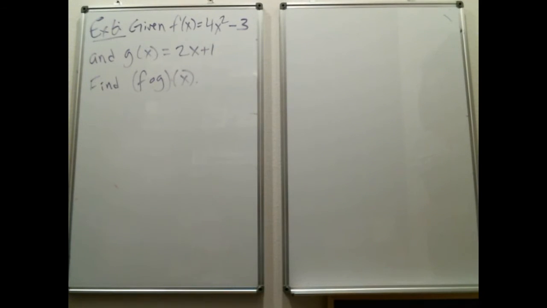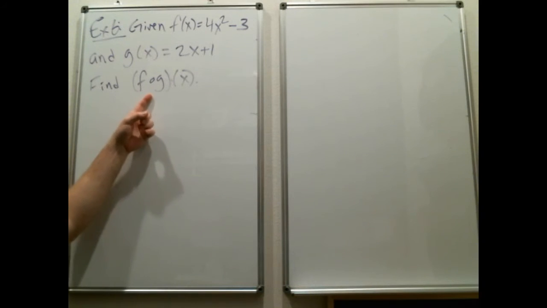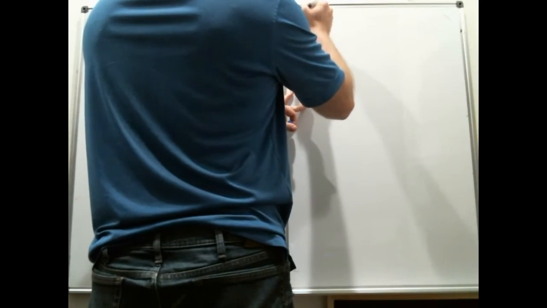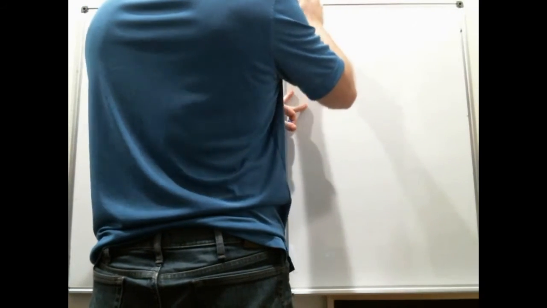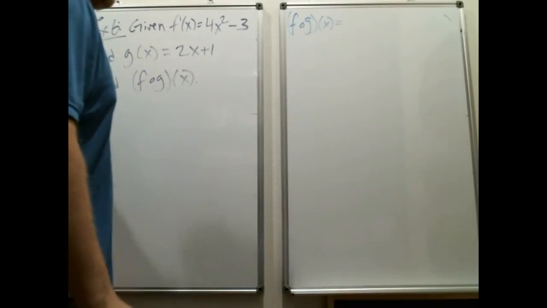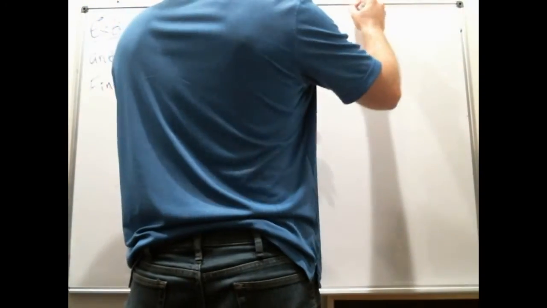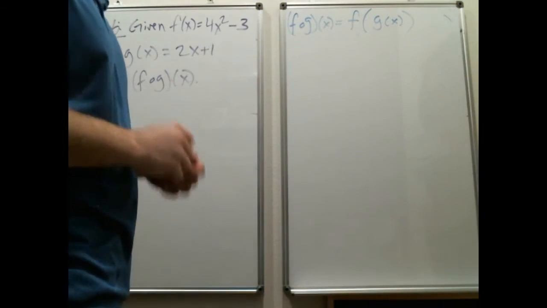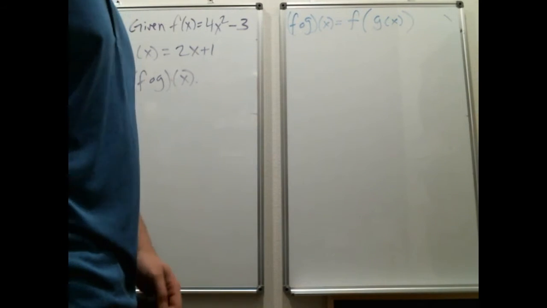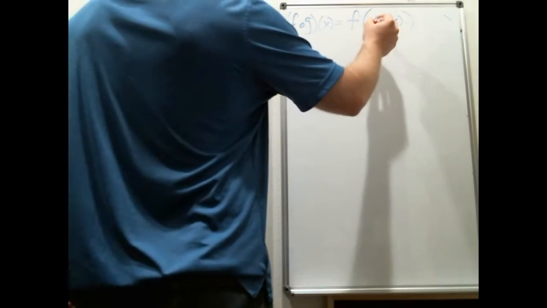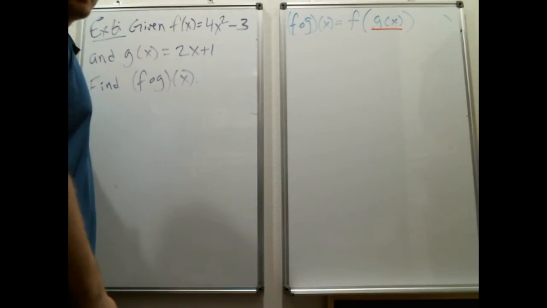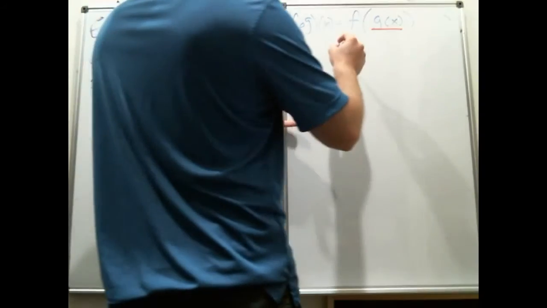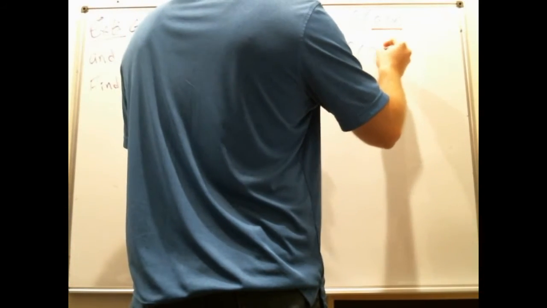Alright, so first we need to recall what f of g of x means. So we have f of g of x. That means we can rewrite this as f of g of x. So we're plugging the g function into the f function. So to simplify things, we know what g of x is. G of x was given to us. It's this 2x plus 1. So f of 2x plus 1.